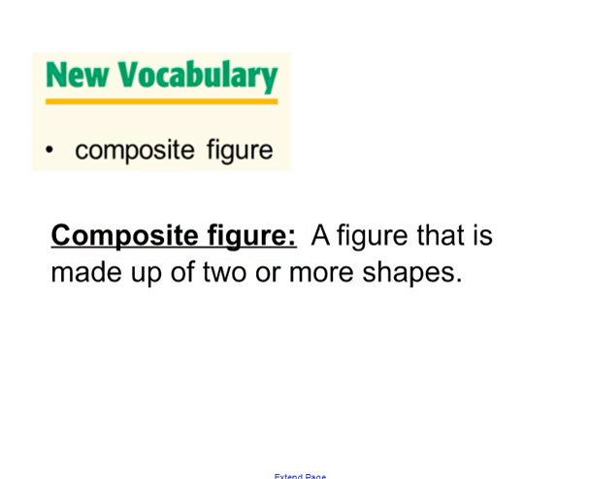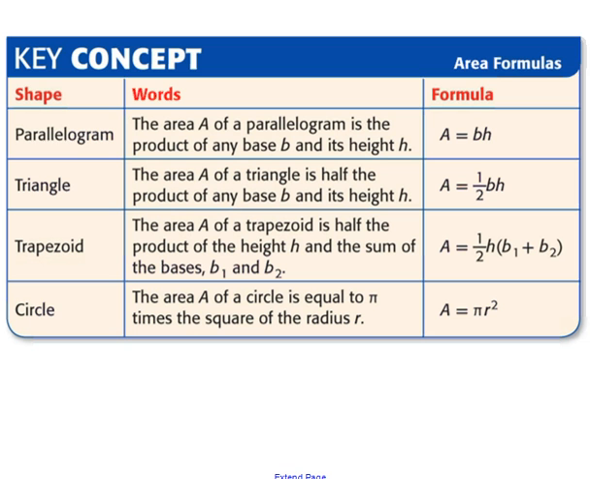So a composite figure is a figure that is made up of two or more shapes, two or more recognizable shapes. Here's a series of equations that we'll need for you to have. So you'll probably want to take a few minutes and write down these equations.